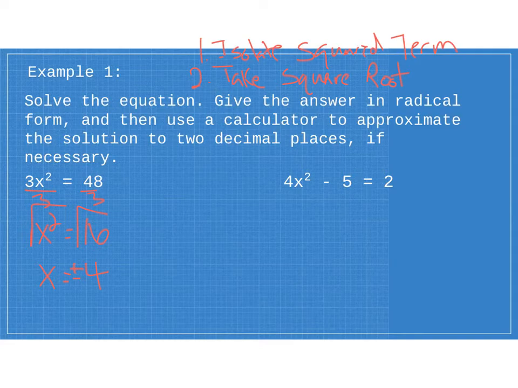Alright, so on the second example here, we have a little more work. So we want to work backwards to get our x squared term by itself. And so in order to do that, what we're going to do is we're going to add 5. And you get 4x squared equals 7. Divide by 4. And you get x squared equals 7/4. Take square root of both sides. And you get x equals square root of 7 is just the square root of 7. Square root of 4 is 2. And then we are plus or minus.